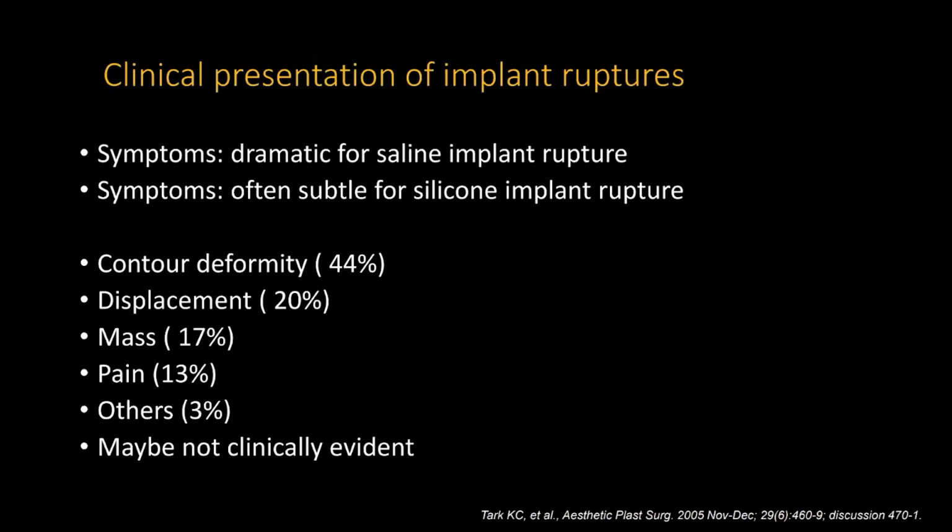And if a patient has a silicone implant rupture, it's often quite subtle. But anyway, based on a study performed by TARC, contour deformity is the most common clinical presentation. And of course, the patient can palpate or feel a mass or pain or other symptoms.